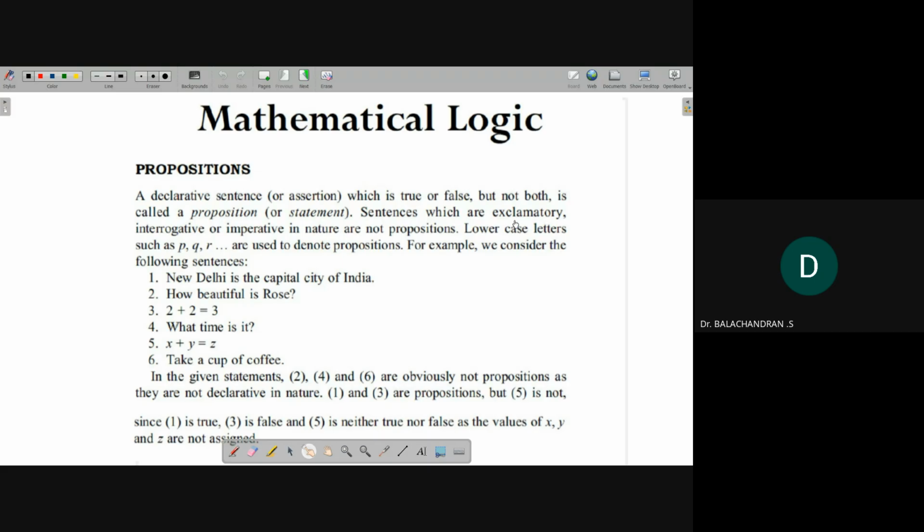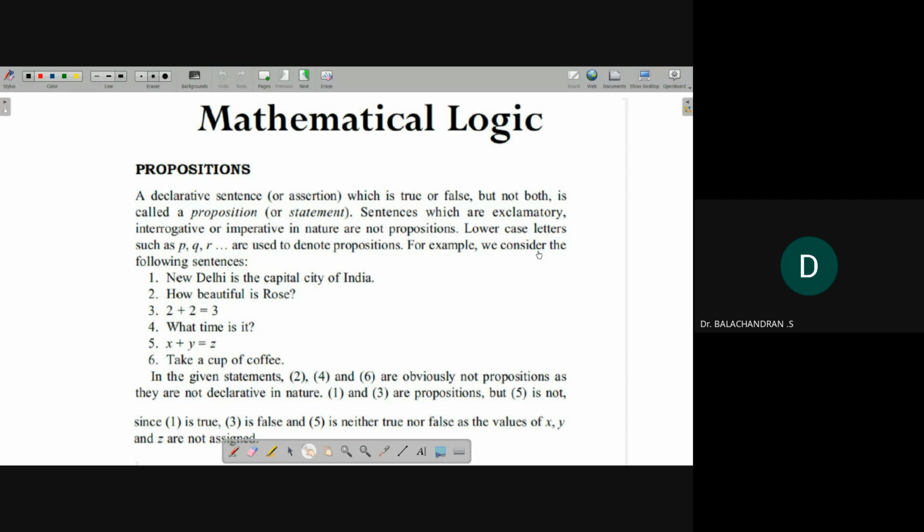Sentences which are exclamatory, interrogative, meaning it ends with a question mark, or imperative in nature are not propositions. Lowercase letters such as p, q, r are usually used. Sometimes capital letters are also used to denote propositions.